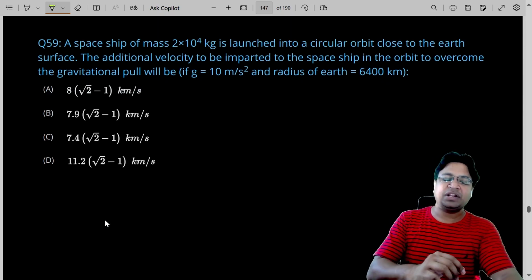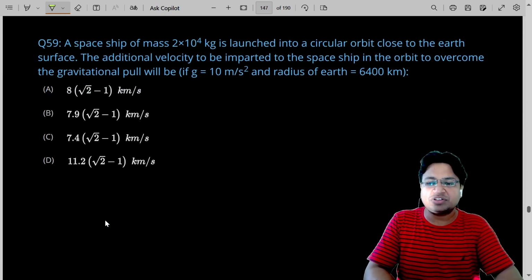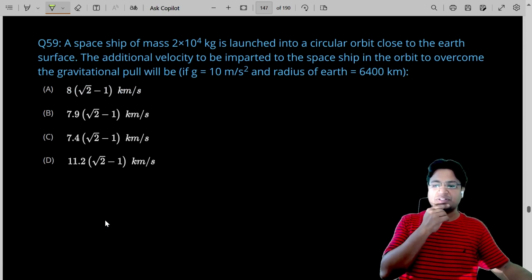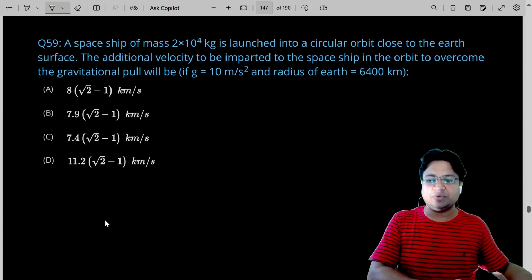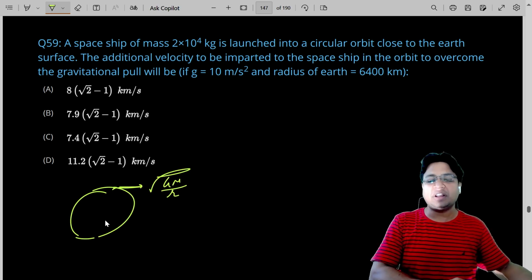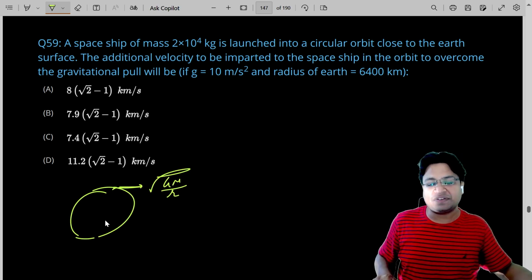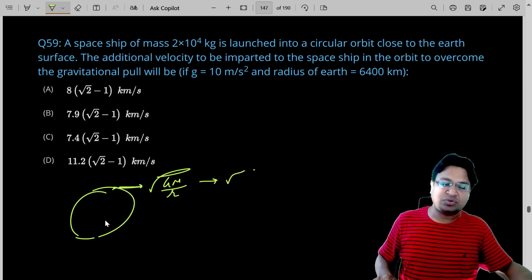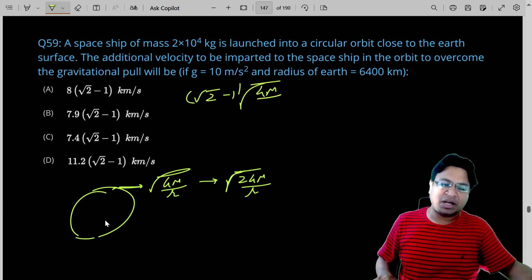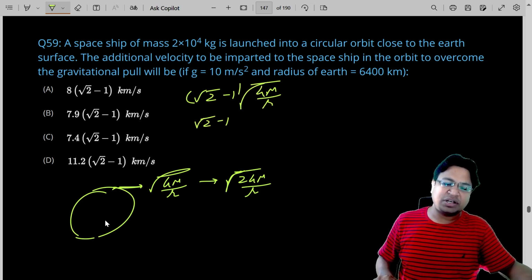Next, we go to question number 59. It says a spaceship of mass this much is launched into a circular orbit close to the Earth's surface. The additional velocity to be imparted to the spaceship to overcome the gravitational pull. If the spaceship is already in orbit, then it must have a speed of root GM by R. And if we now want to make it escape the surface of the Earth, then we need to change it to root 2 GM by R. So the increase that we want to give is root 2 minus 1 into root of GM by R, which can also be written as root 2 minus 1 into root of g into R.